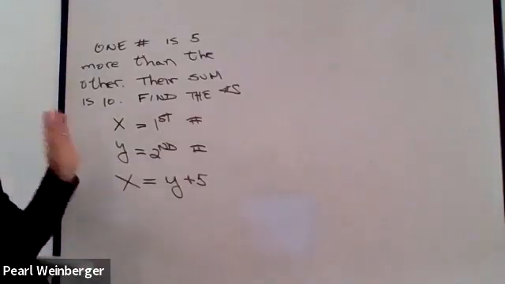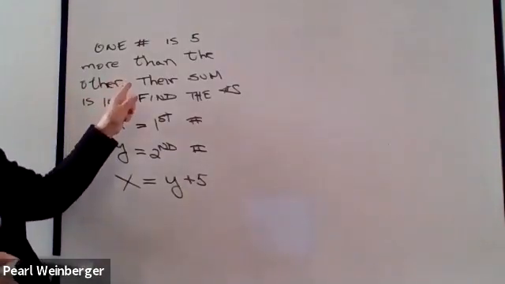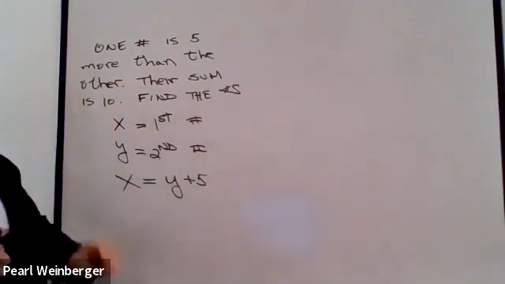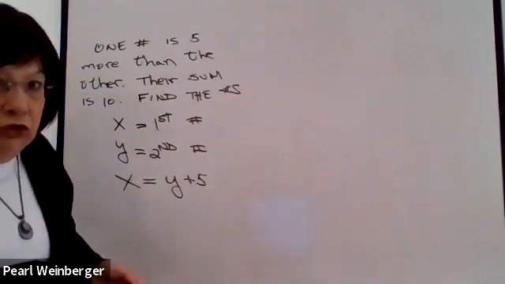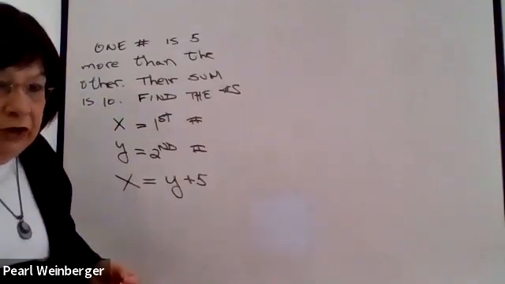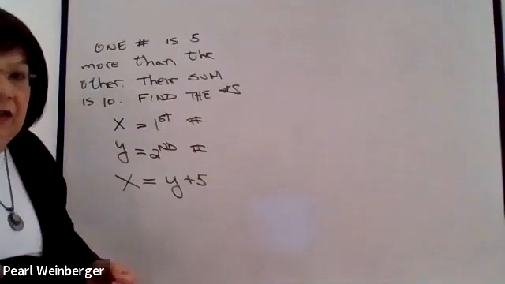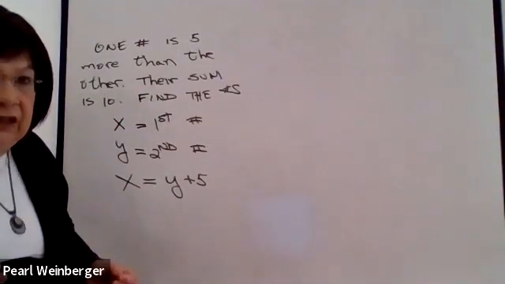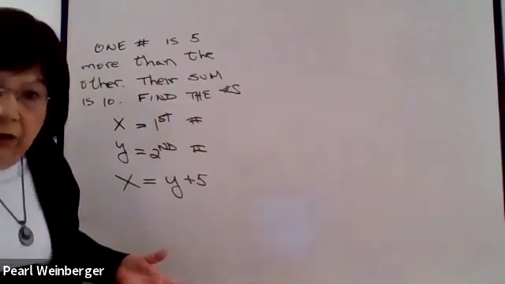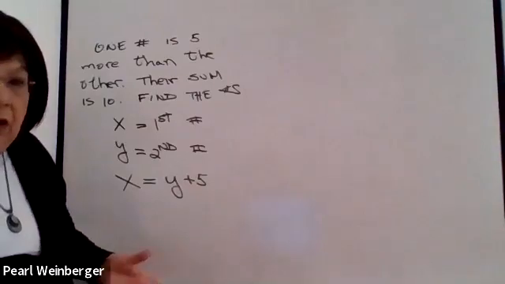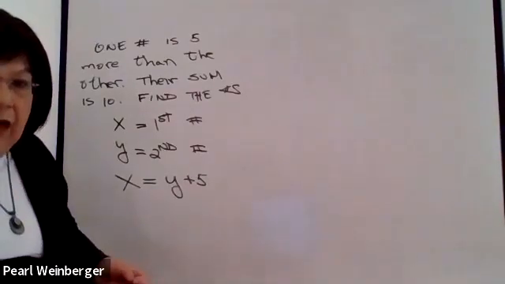Let's go to the next line. Their sum is 10. That's my second sentence. It's giving me information to write a second equation. How do we write that the sum of the numbers is 10? Sum means, what do you do? What does the word sum mean? What operation is that?